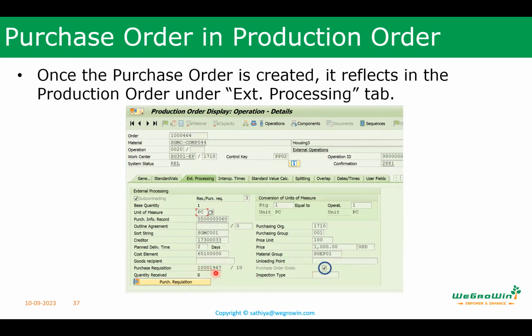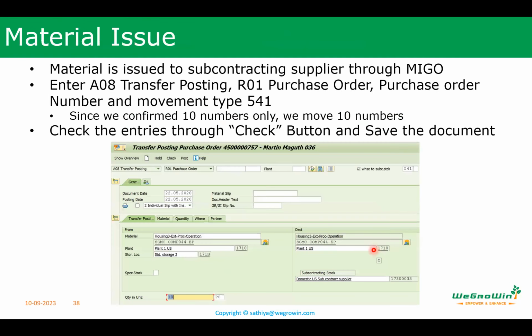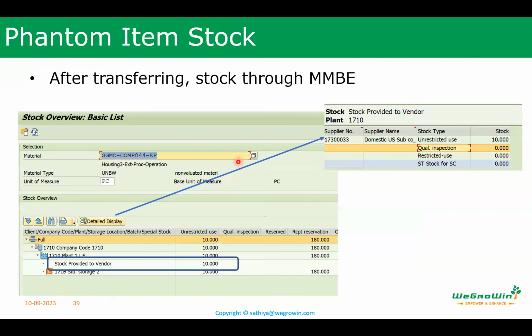So it is showing purchase requisition. It is showing purchase order also. So within the production order, we can see for this external operation, I have a purchase requisition, I have a purchase order also. Then we issue that particular external operation component. It will be issued against movement type 541 and then save the document. Once it is done, in MMBE we can see the stock going to stock provided to vendor.